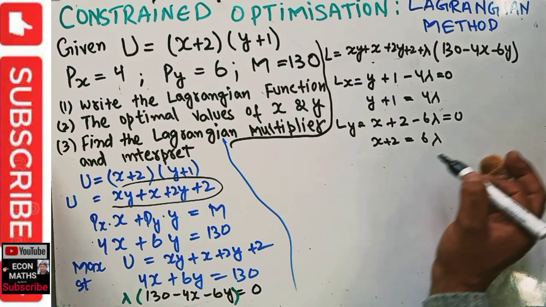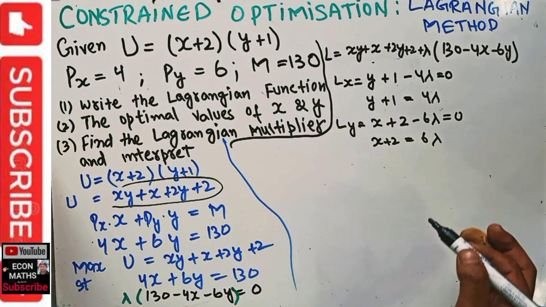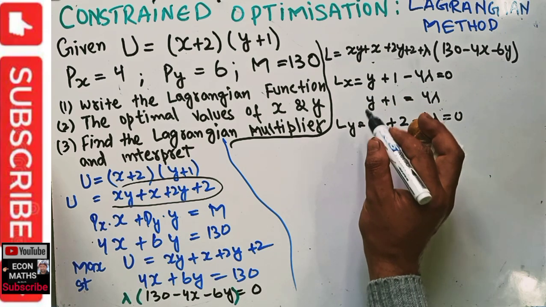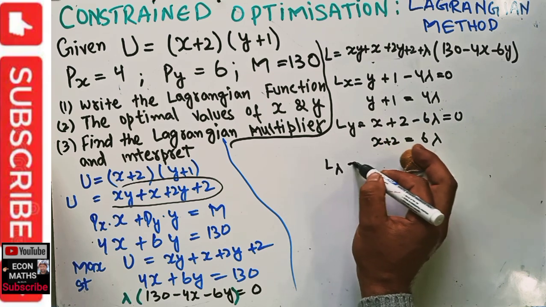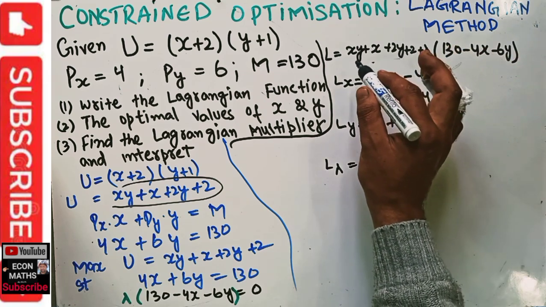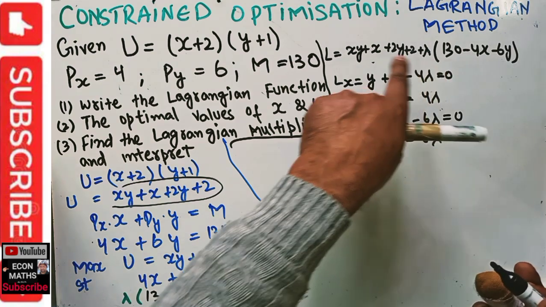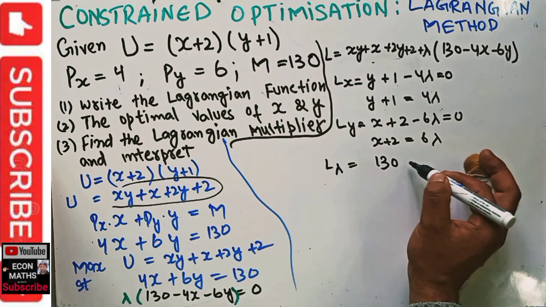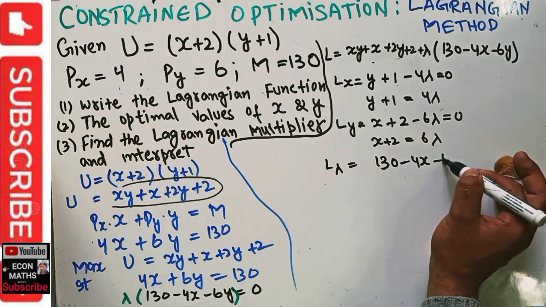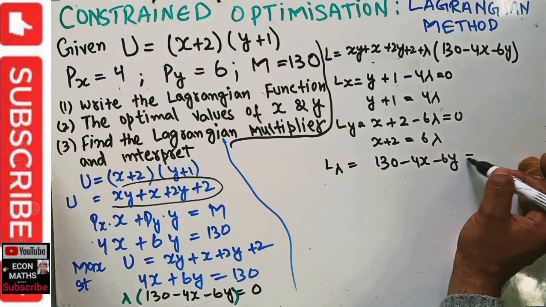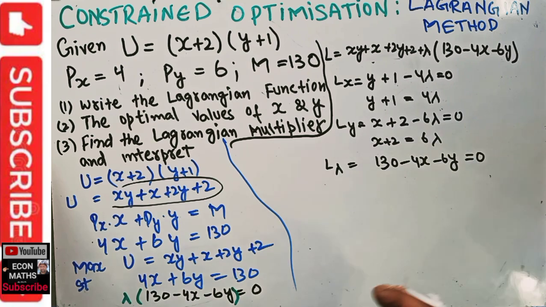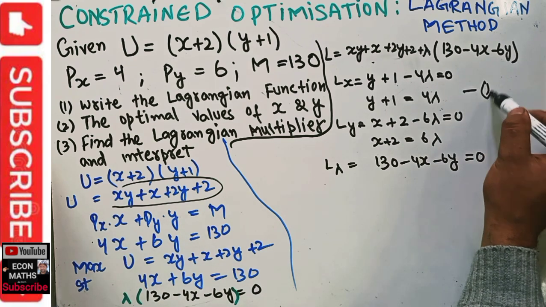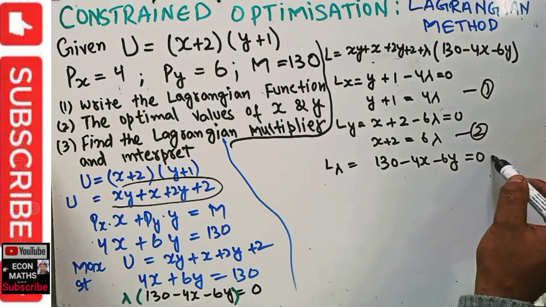Then we partially differentiate with respect to lambda, that means L of lambda. Since no lambda is involved in the first four terms, the derivative is 130 - 4x - 6y, and we set it equal to 0. Okay, so we have three equations: equation first, equation second, and equation third.